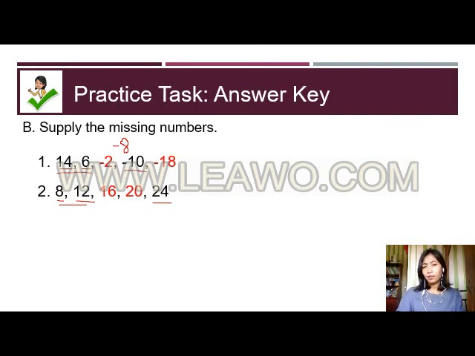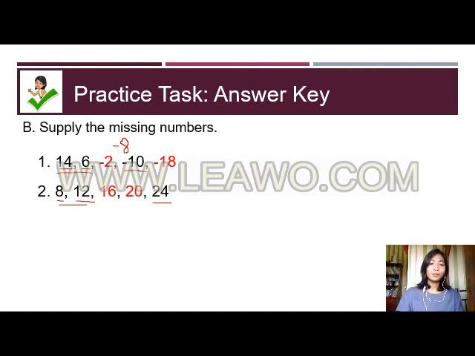So iisipin natin, nagbawas, dumagdag, at paano kaya nakuha yung susunod na term. Okay? So, di ba, pag nag-increase, it's possible that what was applied is either addition or multiplication. So, if addition, 8 plus 4, we get 12. Then, we try it if we will be arriving at 24 on the fifth term. So, 12 plus 4, 16, plus 4, 20, plus 4, 24. So, ibig sabihin, we got the correct pattern.